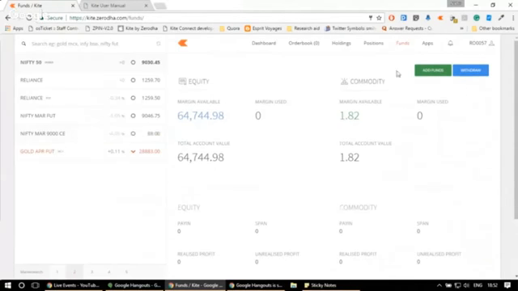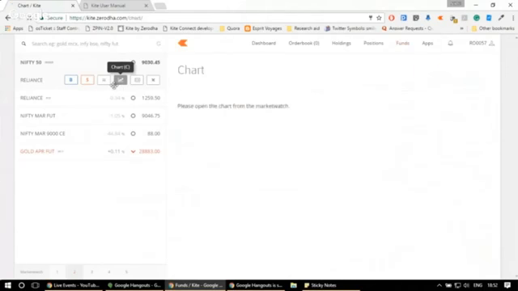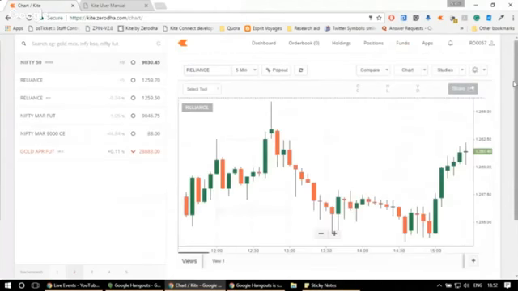Right? So that is about it for Kite. The only thing I have glossed over was charting, so let me finish that for you. Charting is quite straightforward. As I said, you can invoke a chart from the market watch itself. Just hover on the script and click on chart. So this opens up the chart, as you can see over here.